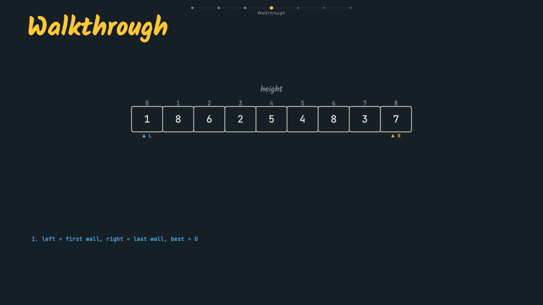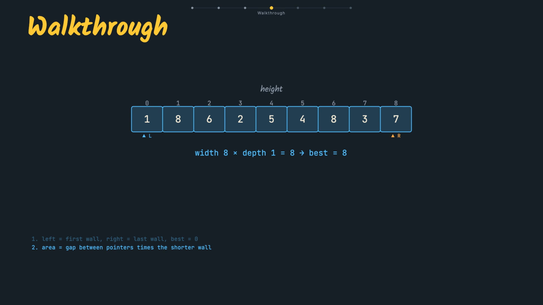Let's run it. The left pointer sits on the first wall, height 1. The right pointer sits on the last wall, height 7. The gap is 8 wide, and the shorter wall is height 1. 8 times 1 is 8. Our best pool so far is 8. The left wall is the shorter one, so we move it inward.